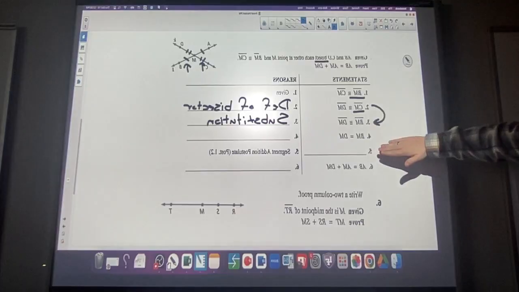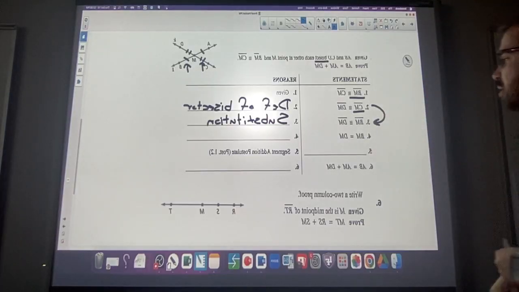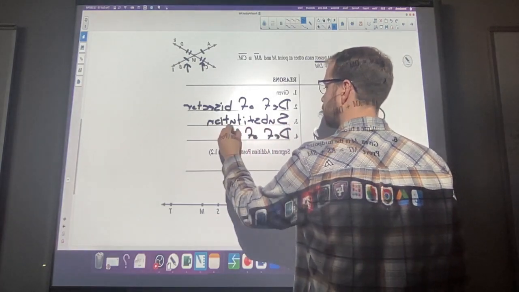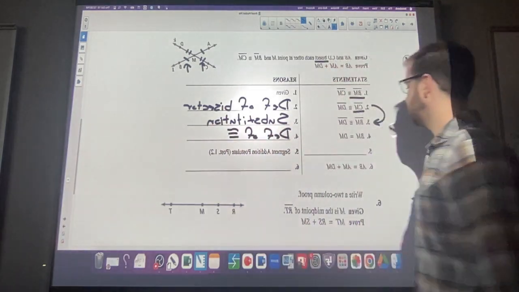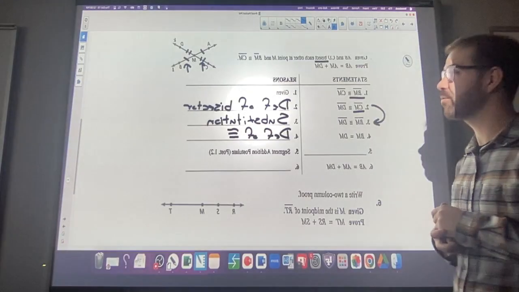Okay, let's look at this next one. They just dropped the congruences, so we can just call that definition of congruent. Okay, all right, we're on a roll. Let's do the next one. Segment addition postulate.